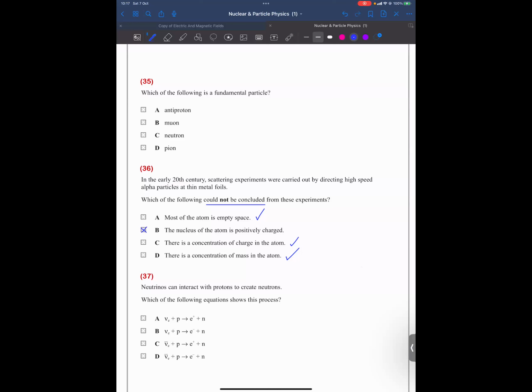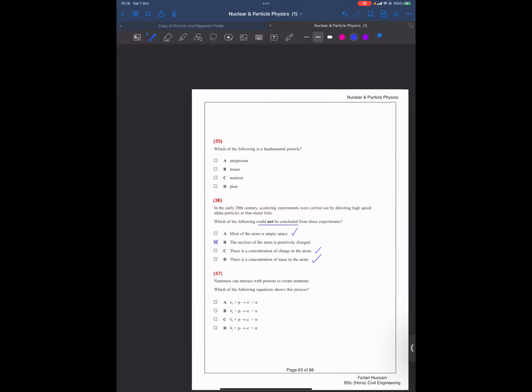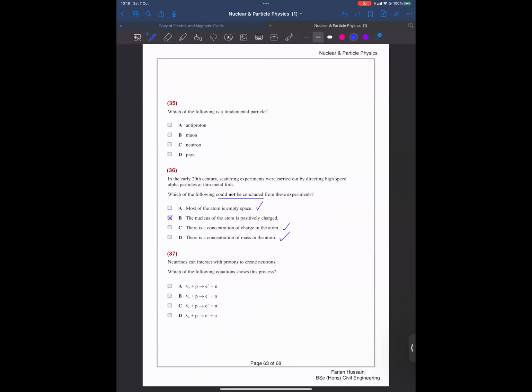Okay. No. Because why? They used alpha particles, right? At that time, maybe they didn't know that alpha particles are positively charged. You get it? So you know that it is charged, but you don't know what it is. Anyway, out of the 4 options available, I definitely can't choose A, C, or D. Those were obvious conclusions from that experiment. Correct?